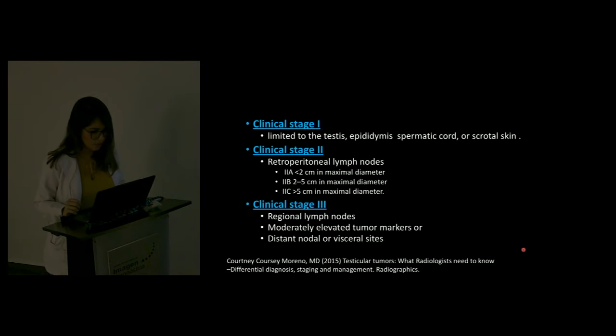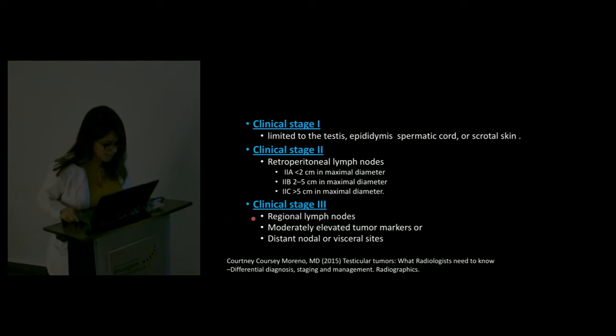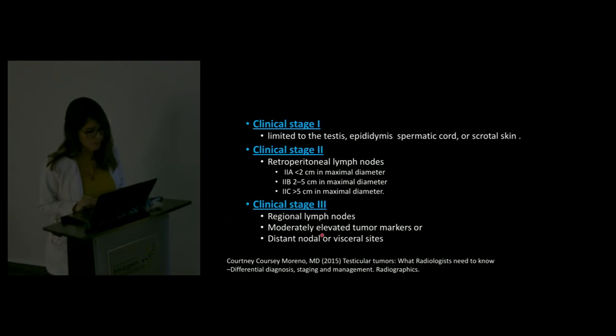So on the clinical stage 1, we will have a tumor that is limited to the testis, epididymis, spermatic cord, or scrotal skin. And the clinical stage 2, we have 3 divisions, but is primarily limited to the retroperitoneal lymph nodes. And it will have 3 divisions depending on the size of the lymph nodes on their maximal diameter. And the clinical stage 3 will be corresponding to regional lymph nodes and moderately elevated tumor markers or distal nodal or visceral sites of metastatic disease.